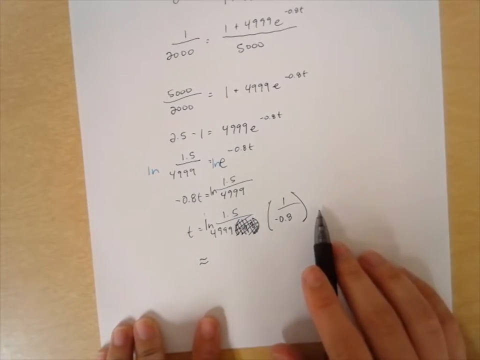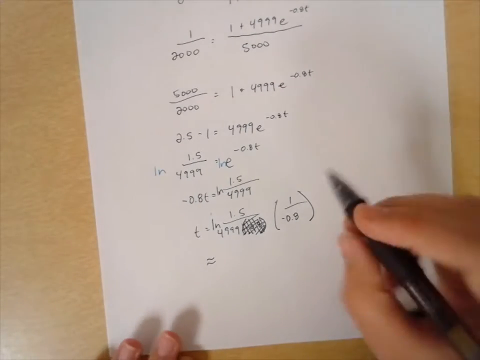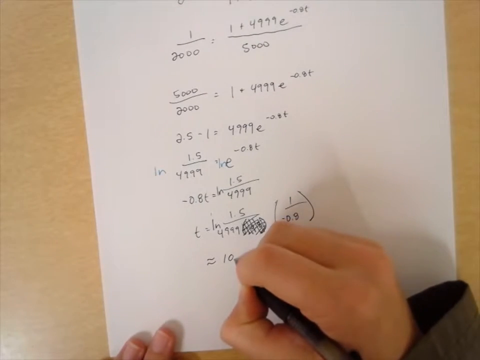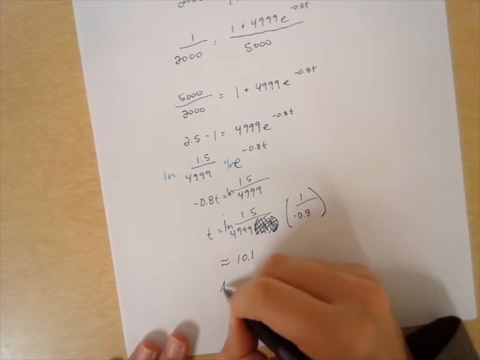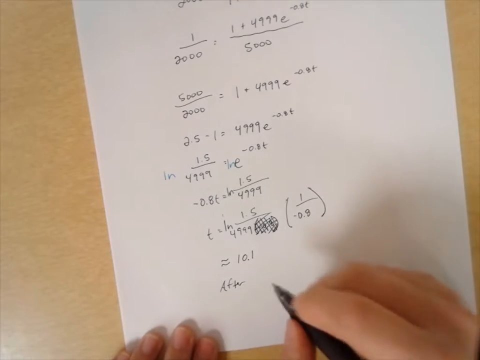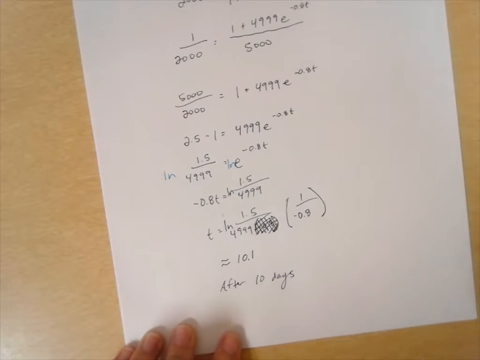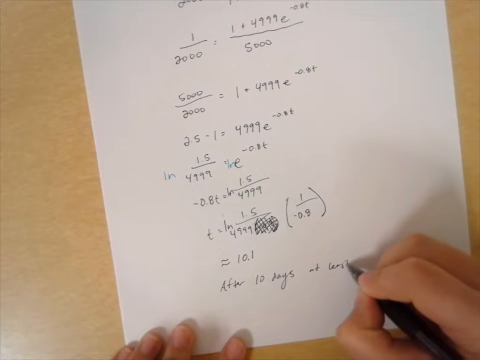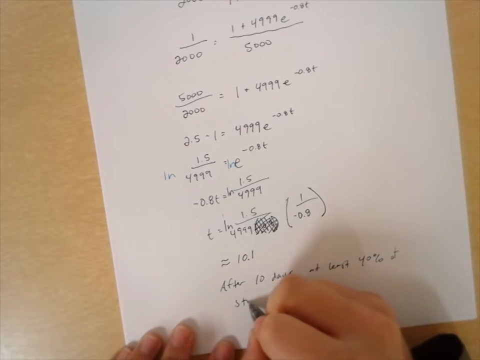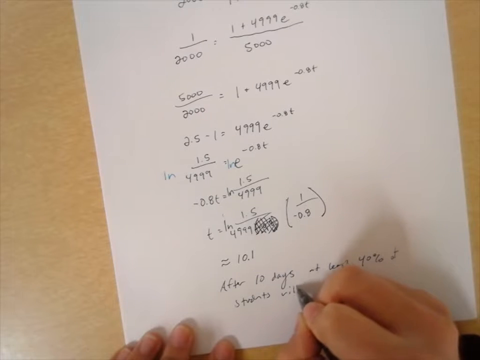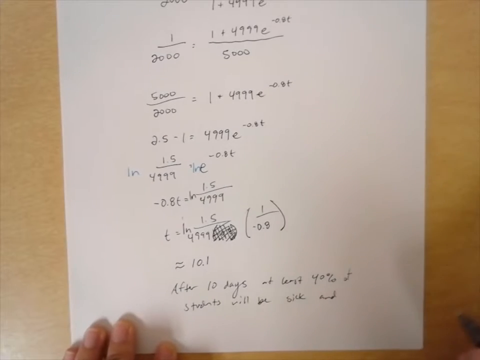When I put all of this into my calculator, I get approximately 10.1. And so I can use that information, and I can say that after 10 days, at least 40% of students will be sick and classes will be canceled.